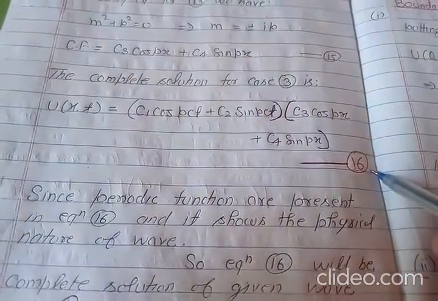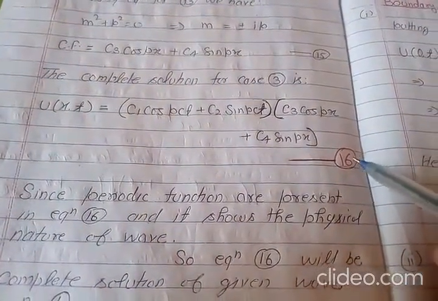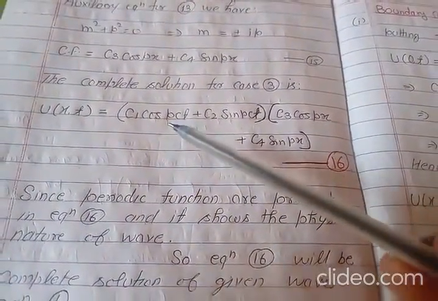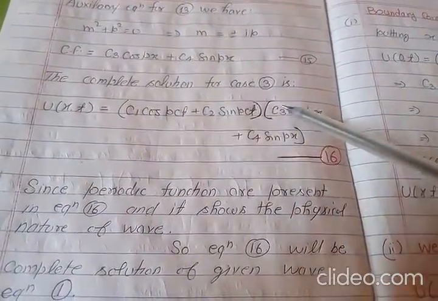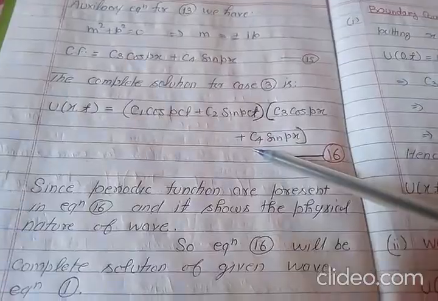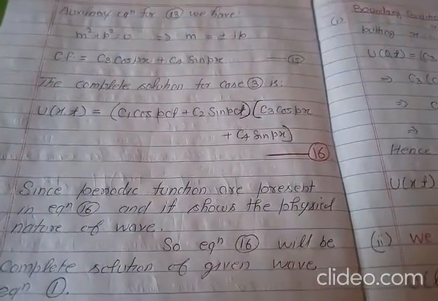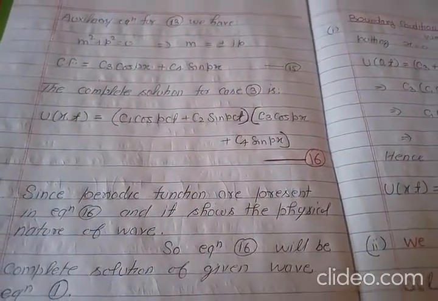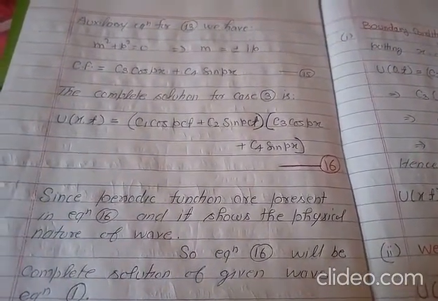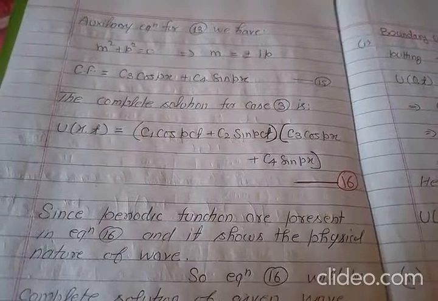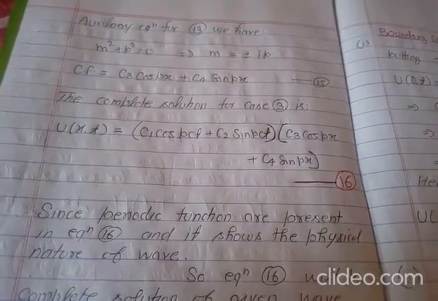Now we will find the values of the constants involved in this solution, c1, c2, c3 and c4, with the help of the given conditions, that are the boundary conditions and initial conditions, and see what will be the real nature of the solution obtained in equation 16.